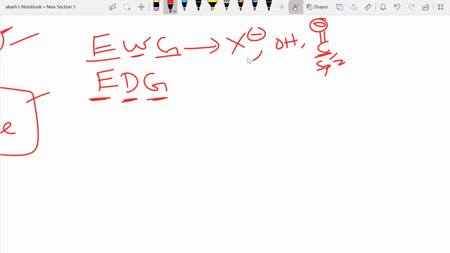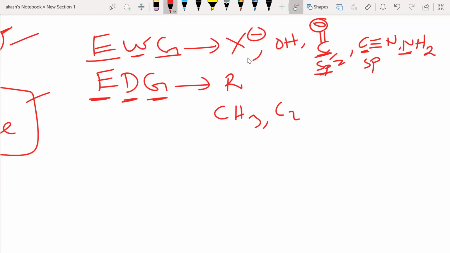So like this, I can have so many other things which can be electron withdrawing groups. Even I can have cyanides, even NH2, or any electronegative atom. Even if the carbon is sp2 or sp hybridized, that will be more electronegative than this also. So all of these can be electron withdrawing groups. And electron donating groups, you don't have many. All alkyl groups are actually going to be electron donating groups, for example CH3, C2H5, all these things are going to be electron donating in nature.